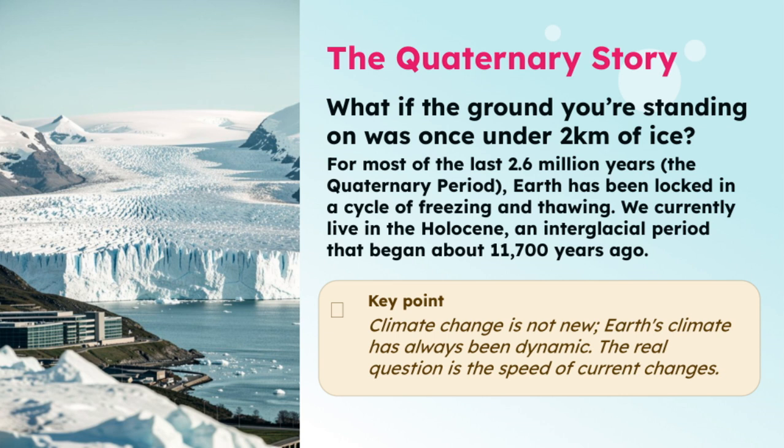Sea levels rose, ecosystems changed, and new habitats developed. We currently live in the Holocene, an interglacial period that began around 11,700 years ago. This warmer period allowed human civilization to develop. Farming, settlements, and cities all became possible in the relatively stable climate of the Holocene. The key point is this. Climate change is not new, but the speed of current climate change is unusual. Earth's climate has always been dynamic, but modern warming is happening very rapidly compared with many natural changes in the past.